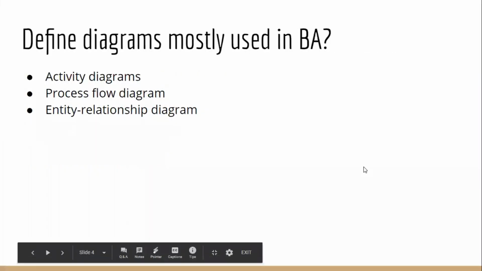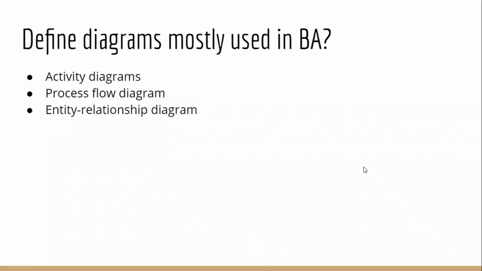Now, the next question can be asked as: define diagrams that are mostly used in BA. We discussed so many UML diagrams that can be used. It can be like use case diagram, the activity diagram, the complete process flow diagram. Entity relationship diagram is very important, which defines the relationship between all the entities that you are going to use. So it defines your database completely.